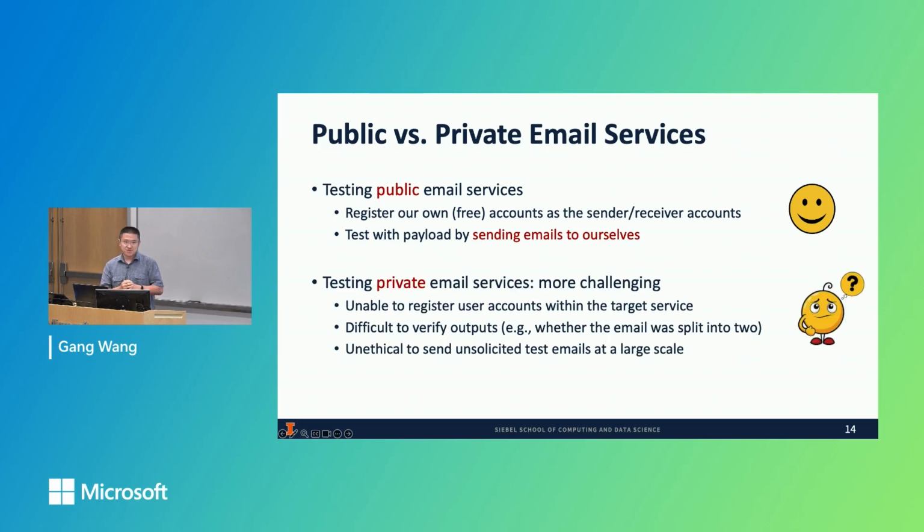For private email services, things get a little bit difficult, because first you cannot register an account, because private companies wouldn't open to researchers to register accounts. Without accounts, it's difficult to verify outputs. So for example, how do you tell the email was actually split into two on the receiving side? It is also unethical to spam a lot of testing emails against any accounts, to be honest, right? So we wanted to do this very, very carefully.